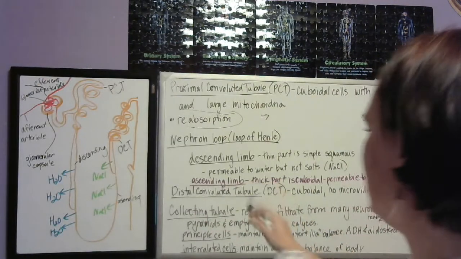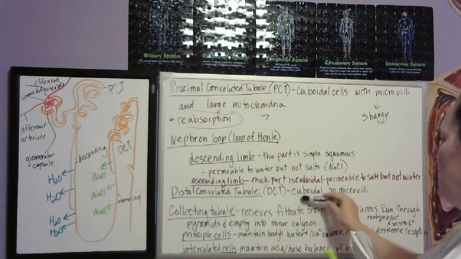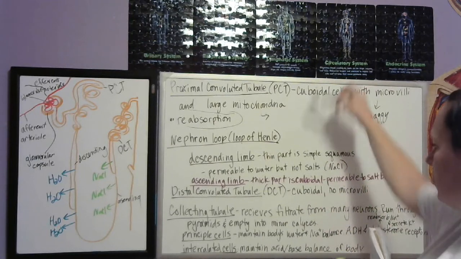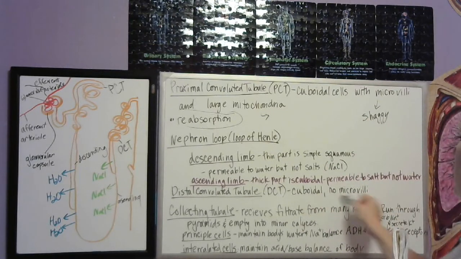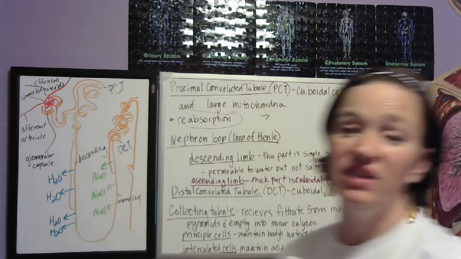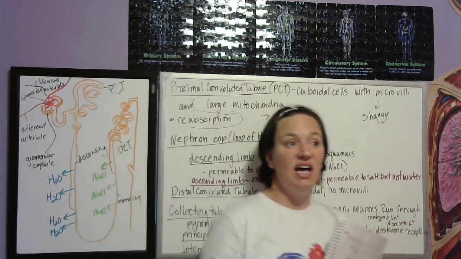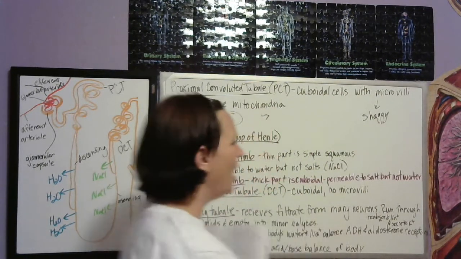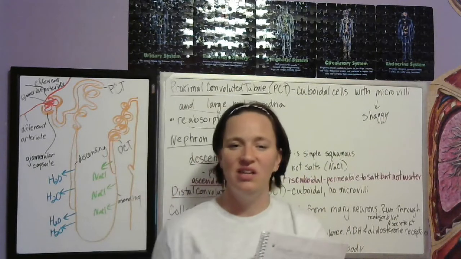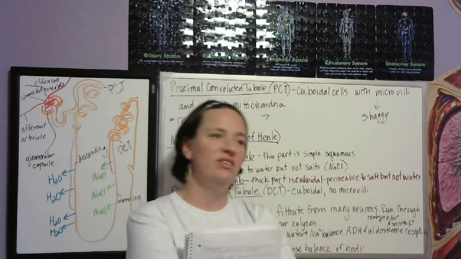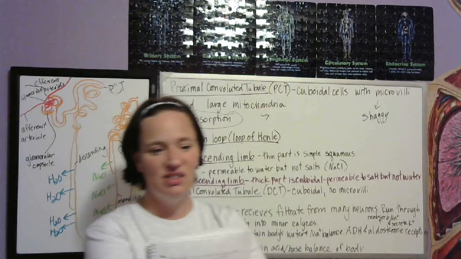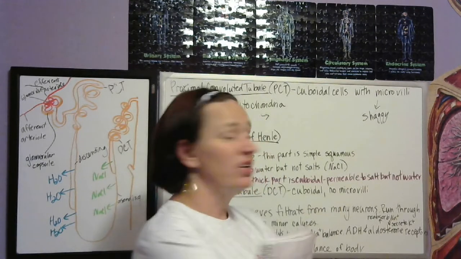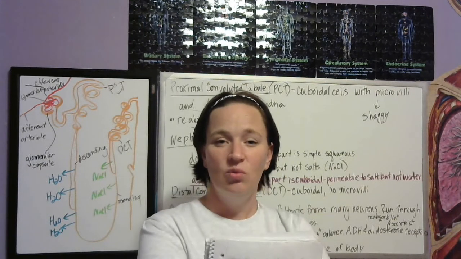Okay, then we have the distal convoluted tubule. Here we're still cuboidal like we were in the proximal, but we have no microvilli. So if there's no microvilli, then in a slide it would look clear and have a nice clear definition. Why am I bothering to go through and tell you what it looks like? If it's cuboidal, or if it's simple squamous, or if it has microvilli or not, you're thinking, why do we care?